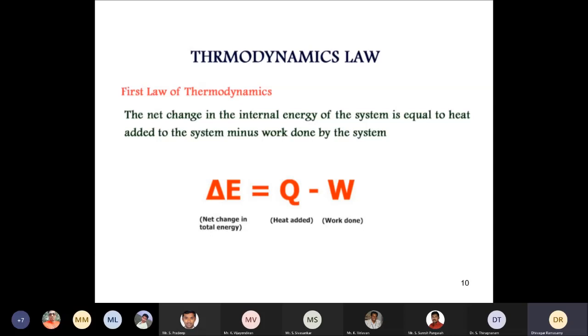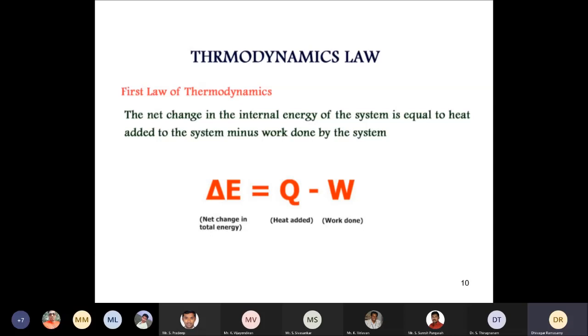So before giving Q, that system would have some amount of energy. After the work is done, the system energy would have changed somehow. So the change in internal energy is termed as del E, equal to Q minus W. That's what I just wanted to discuss by using this slide.